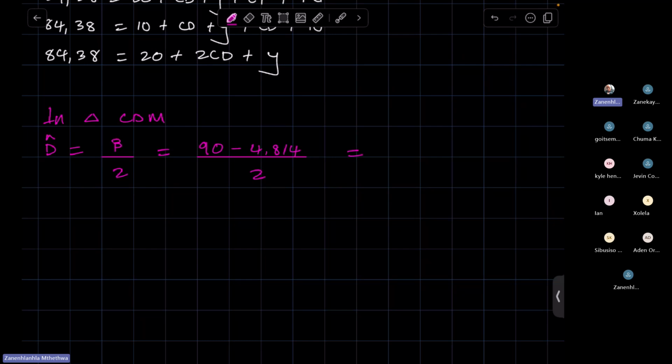Hello, what is this equal to? I'm just fixing my calculator. 42.593 degrees, right? So that's the value of angle D.